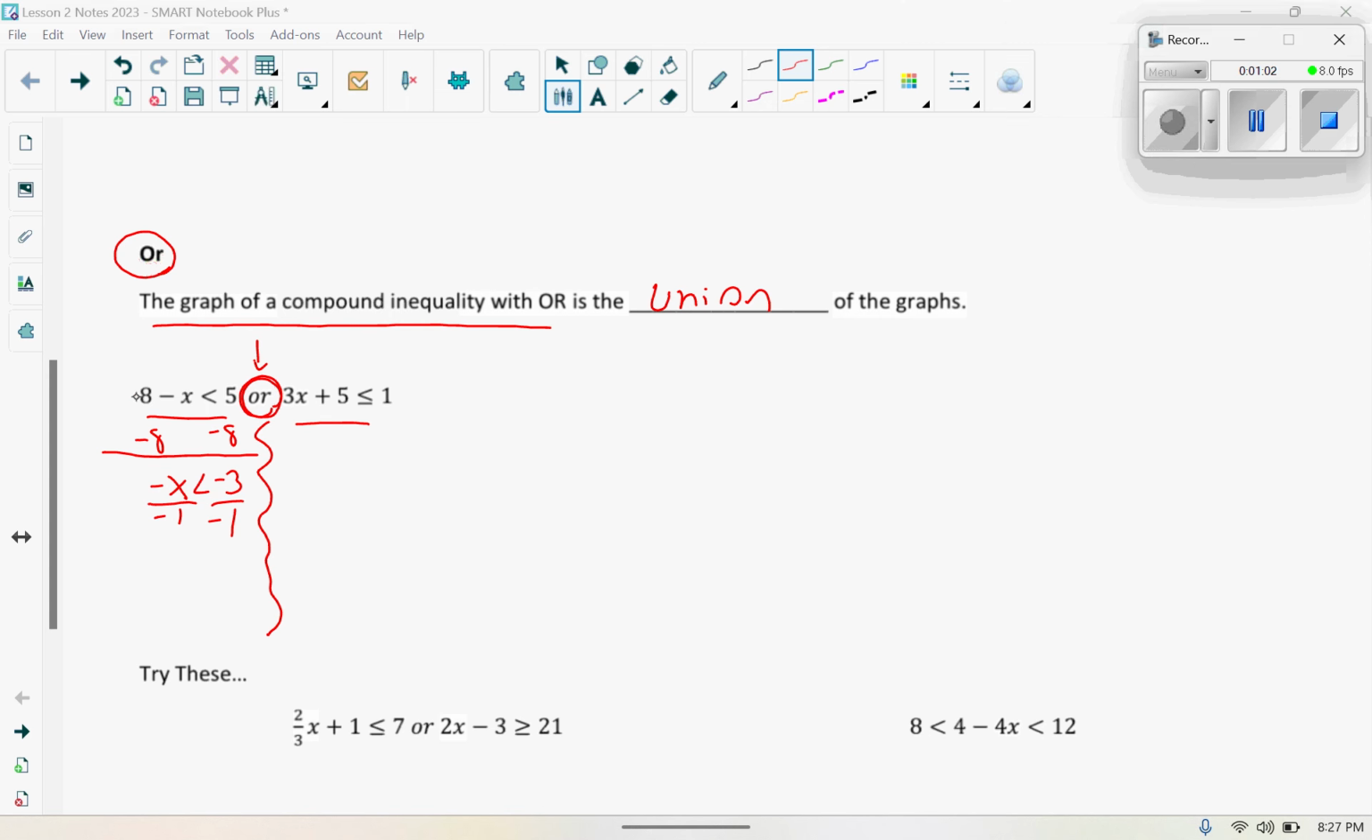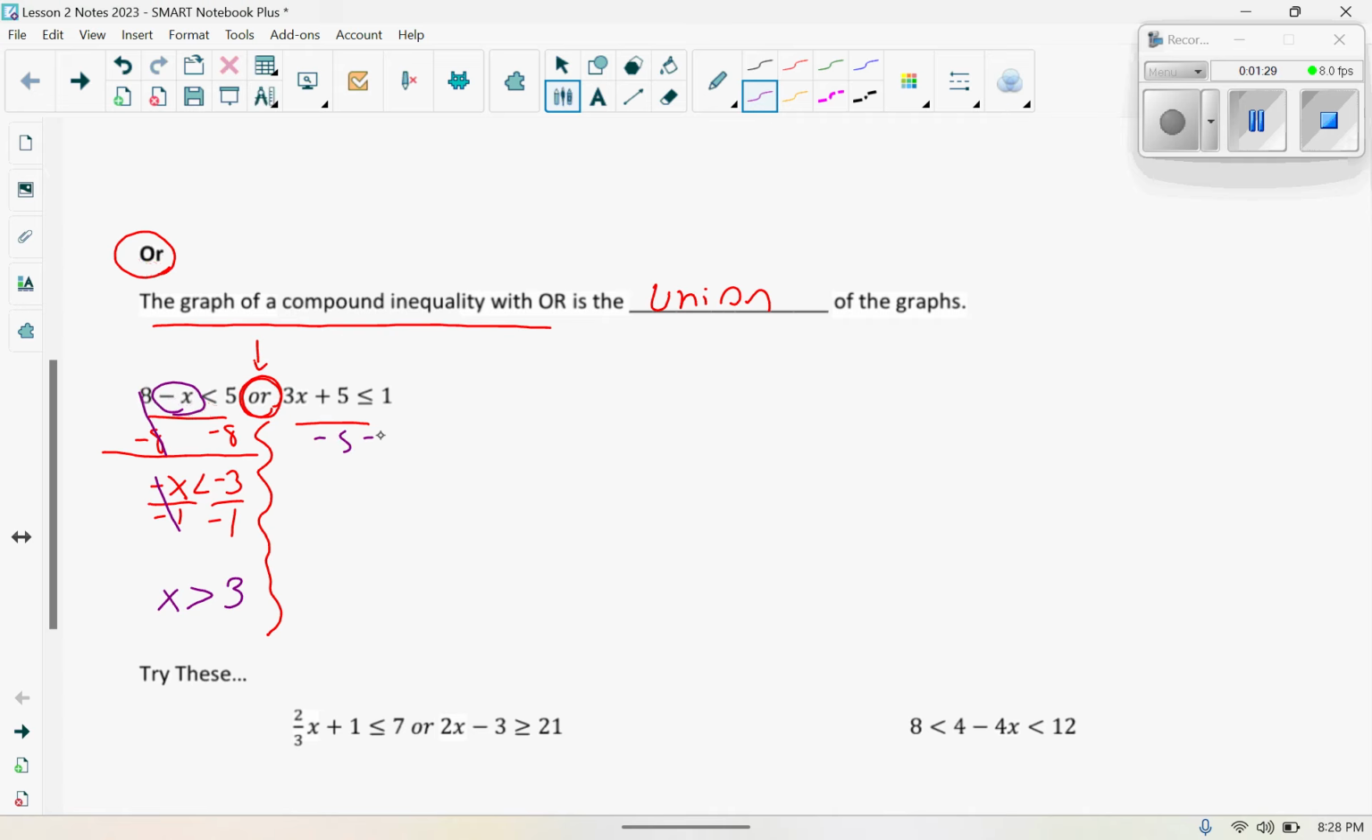Notice I subtracted the 8 from both sides so I could get rid of that 8 over there, and I'm left with negative x is less than negative 3. When you divide by a negative, we're going to flip that sign. So when I get that x by itself, because I'm dividing by -1, I'm going to flip that sign so it looks like that. Okay, let's do the other one.